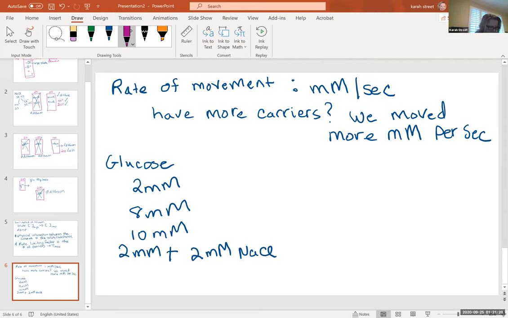We also had to build carriers. We built into our membrane 500 carriers. Think of suitcases, 500 suitcases versus 700 suitcases versus 100 suitcases. Think suitcases equaling number of carriers. Now, 2 millimolar is less than 8 millimolar, which is less than 10 millimolar. And I want you to think of the glucose concentrations as the amount of clothing you want to bring with you.